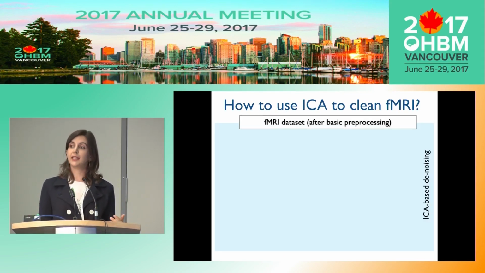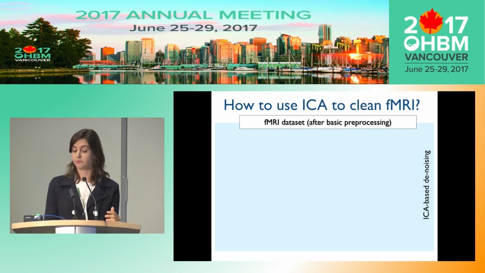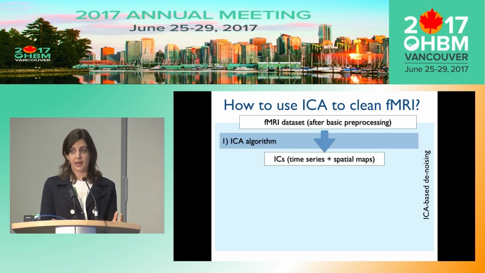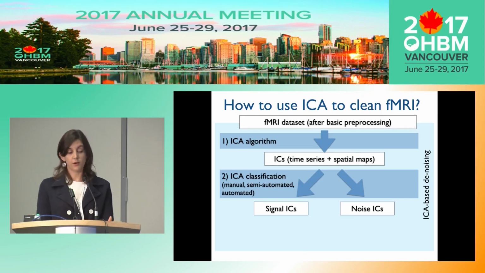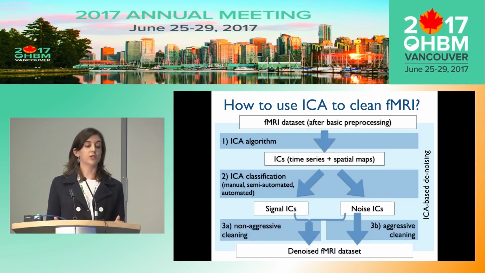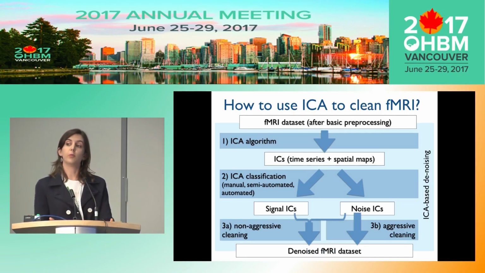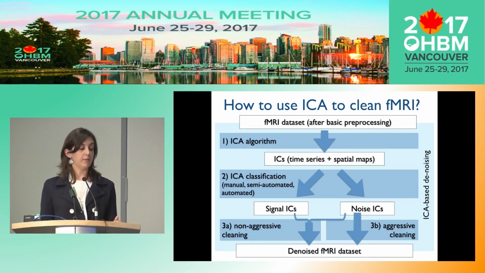So the ICA-based cleaning procedure is mainly made up of 3 steps. One is our actual ICA algorithm decomposition. So from our pre-processed fMRI data, we split it into a set of components, time series and spatial maps. Then we need to classify them into signal and noise. And then, as we saw in the introduction, we will remove the noise components out of the data, usually within a GLM framework, in an aggressive or non-aggressive way.